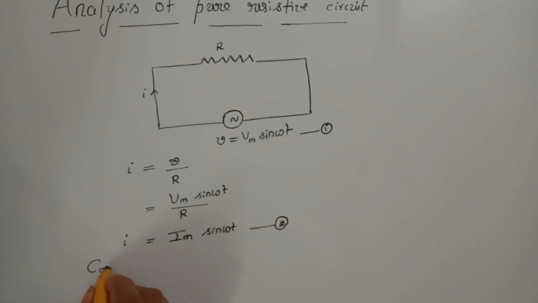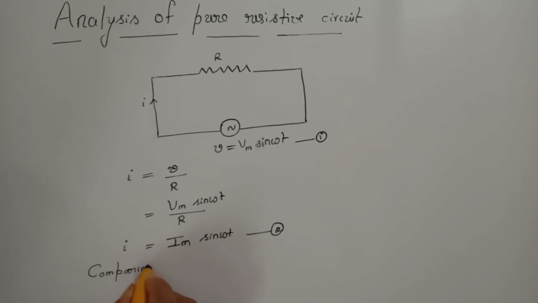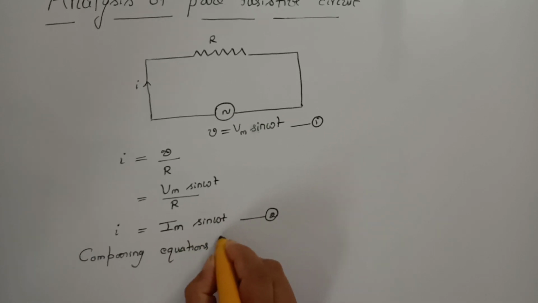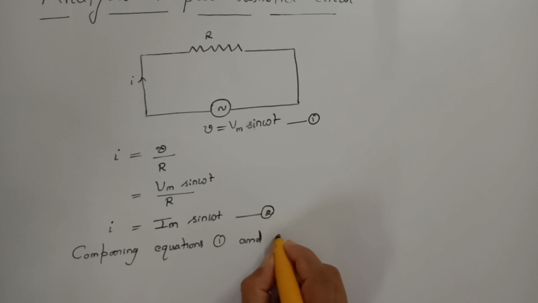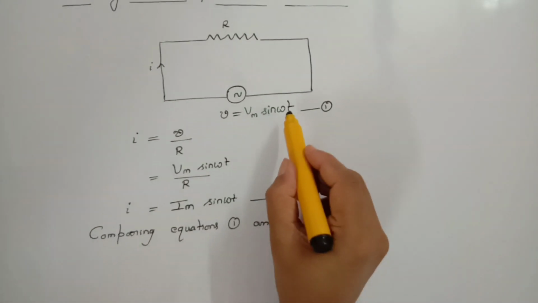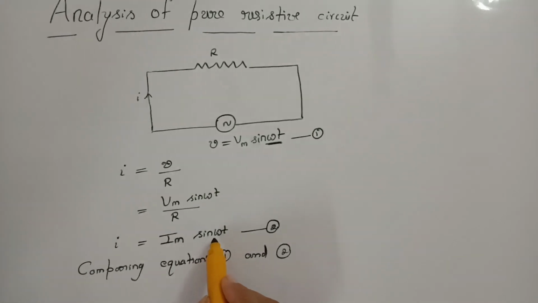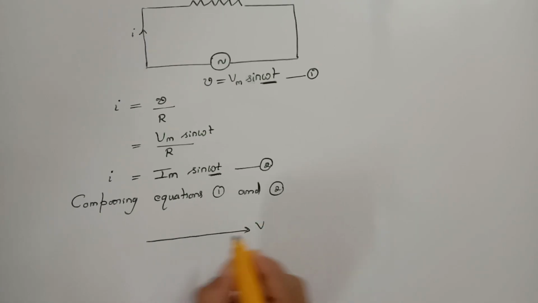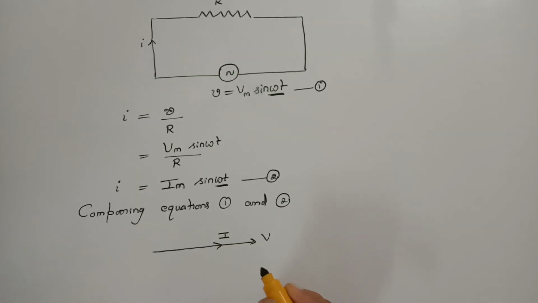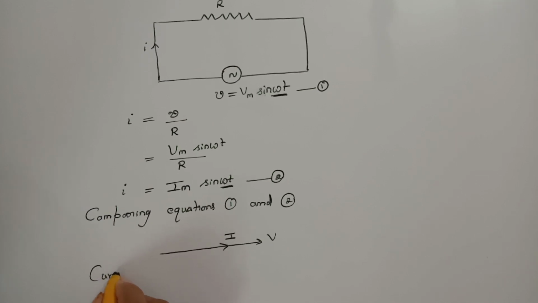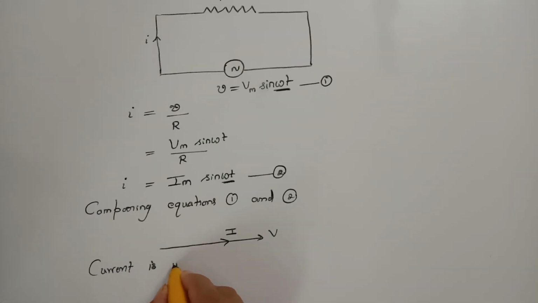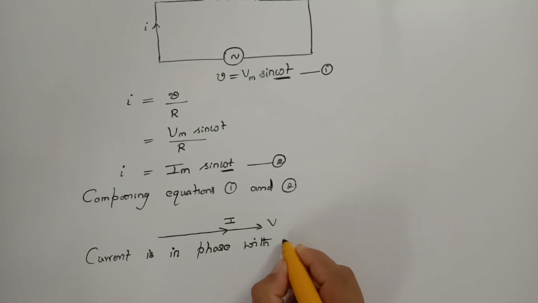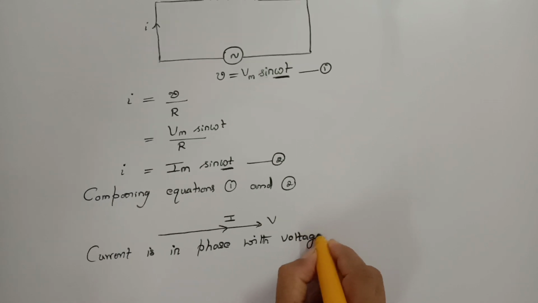Comparing equation 1 and 2, you can see here v has sin omega t and current has sin omega t. It means both the vectors v and i are in phase. So current is in phase with voltage for pure resistive circuit.